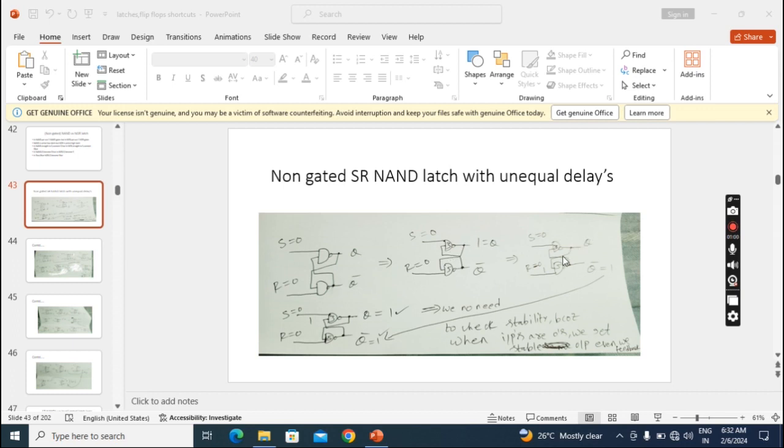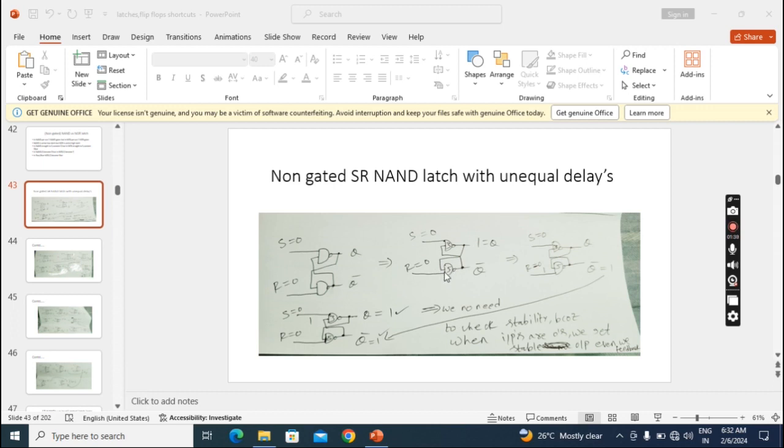Next, all the diagrams here are for the first condition, 0 0 only. So here the input is 0 0 only. Now we got this Q first, so I will feed back this output to here. Now if any one input is 0, I will get 1. So Q bar is 1. This is the difference with unequal delays. You have to get the output of the faster gate first, then feed back that output to the other gate input. In that way we have to do it.